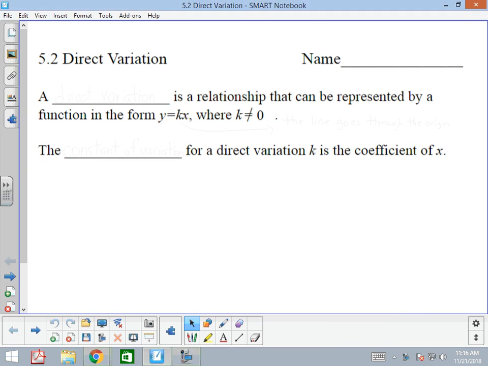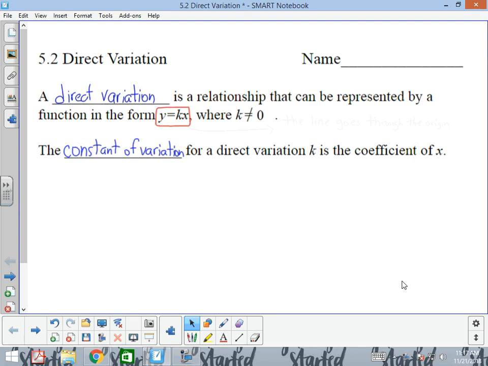This is 5.2 direct variation, and we're going to start with some vocabulary. The first one: a direct variation is a relationship that can be represented by a function in the form y equals kx, where k is not equal to 0. Nothing is being added or subtracted from kx, so it's just y equals kx. The constant of variation for direct variation, k, is the coefficient of x.